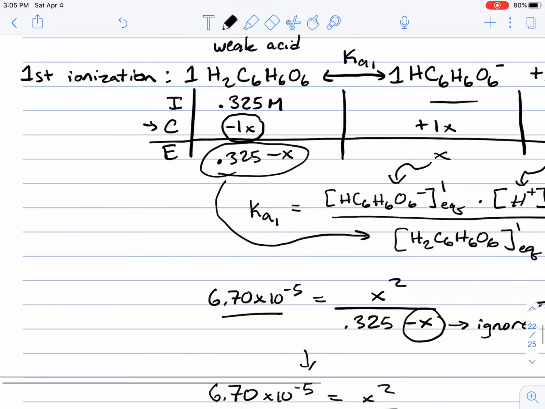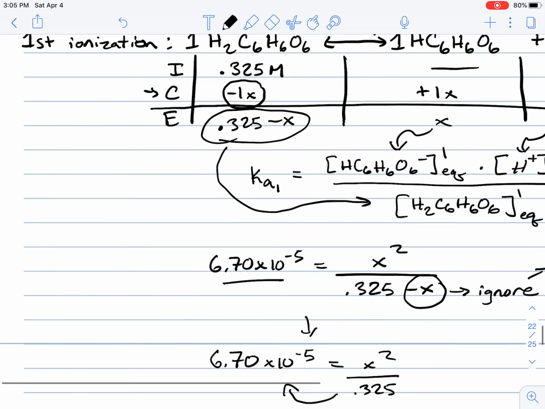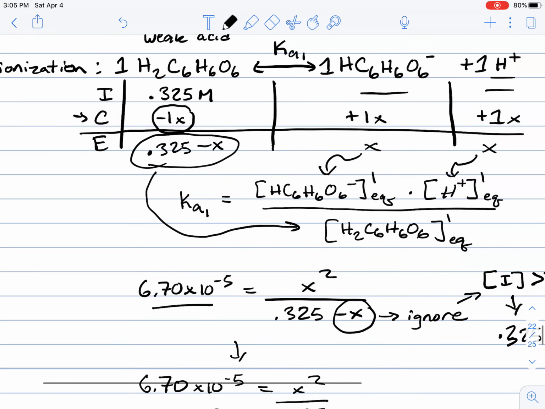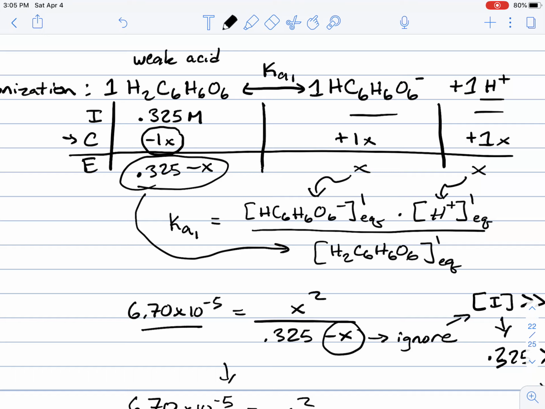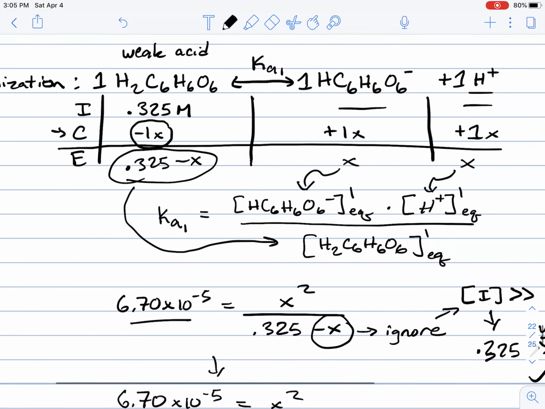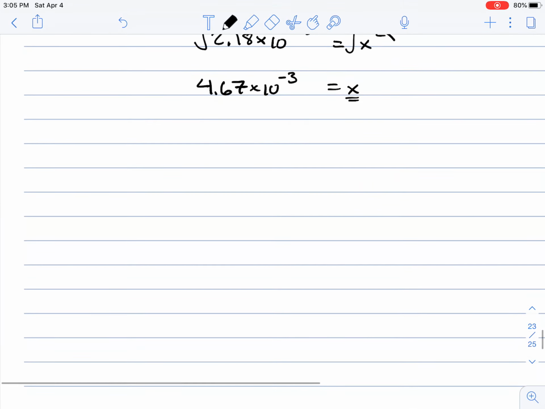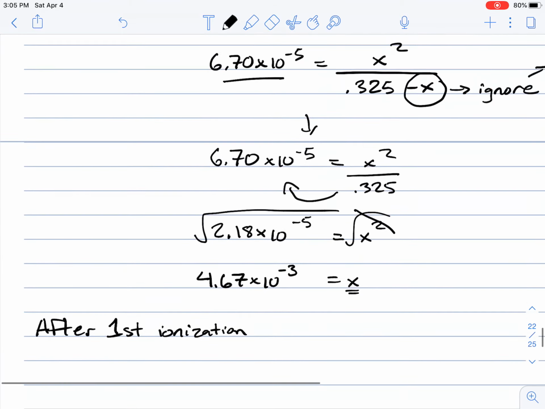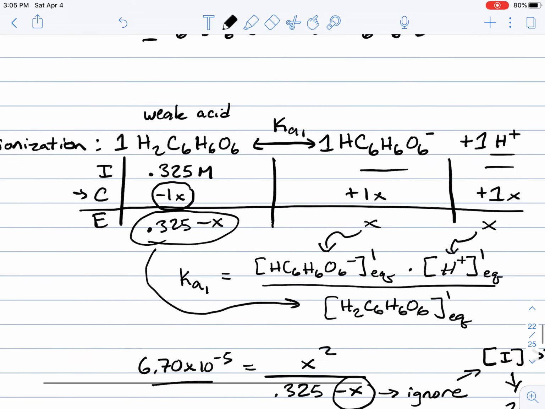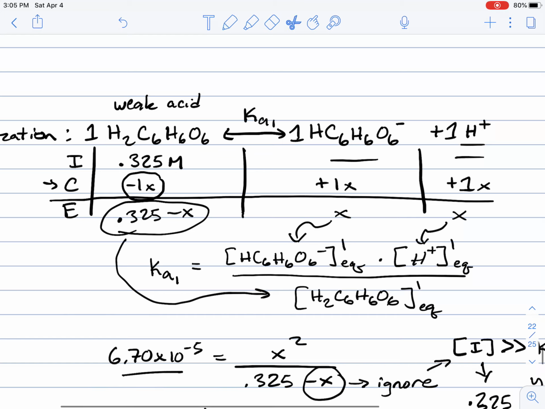And so for this type of calculation, what I want to do is tabulate the equilibrium concentrations that I have after the first ionization. After the first ionization, okay, so we're looking at, I'm going to go ahead and copy this right here.